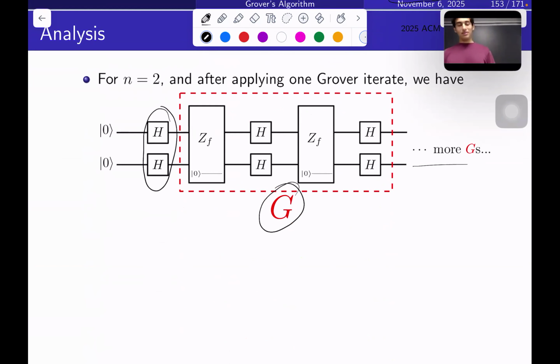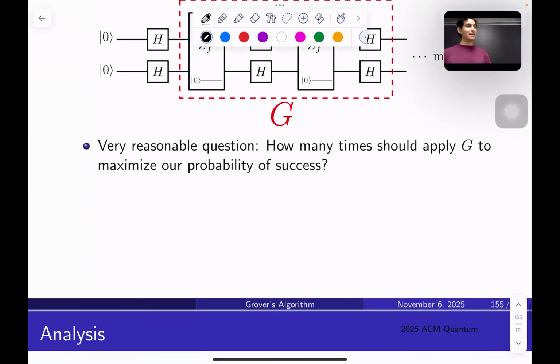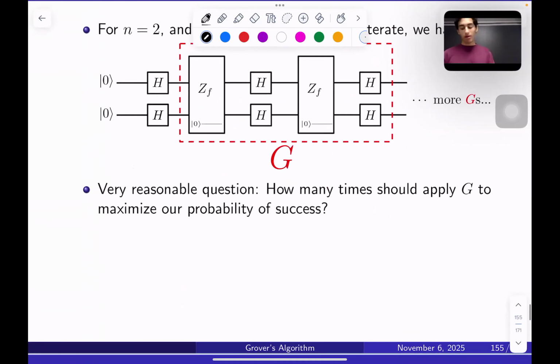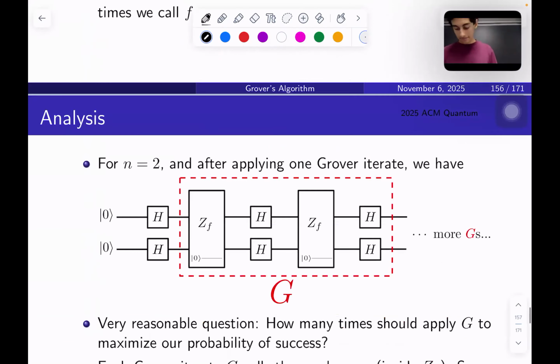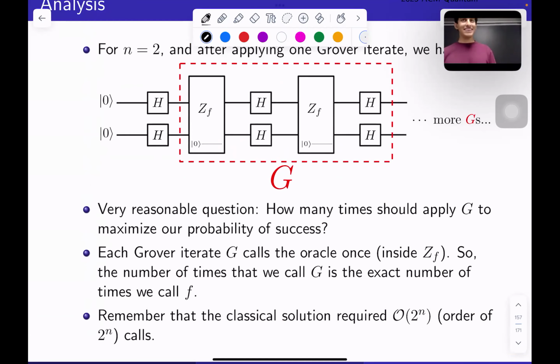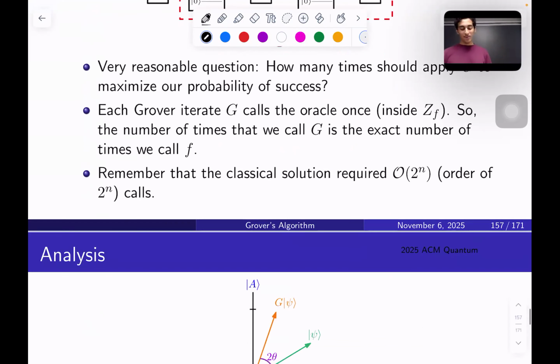So obviously something you might want to ask is how many Grover iterates do you actually need to apply to have the maximum probability of solving Grover's problem. Also, before we do that, each Grover iterate just has one Z_f. We said Z_f is the oracle. Z_f calls f once, and so each Grover iterate only calls f once. So remember the classical solution, we had to call f exponentially many times, possibly 2 to the n times. Classical solution: order of 2 to the n calls.